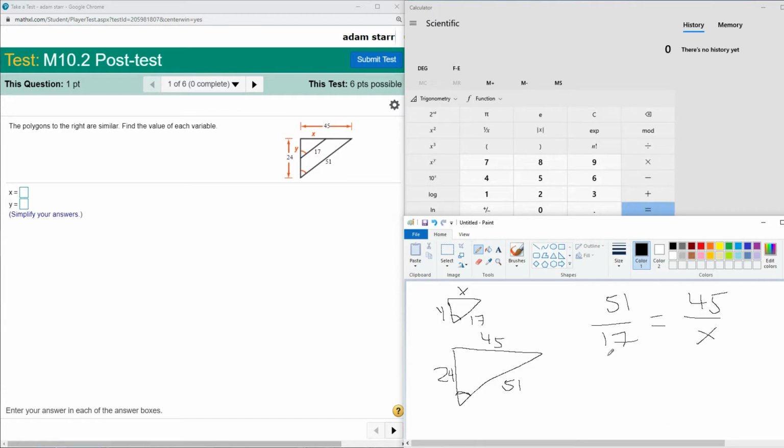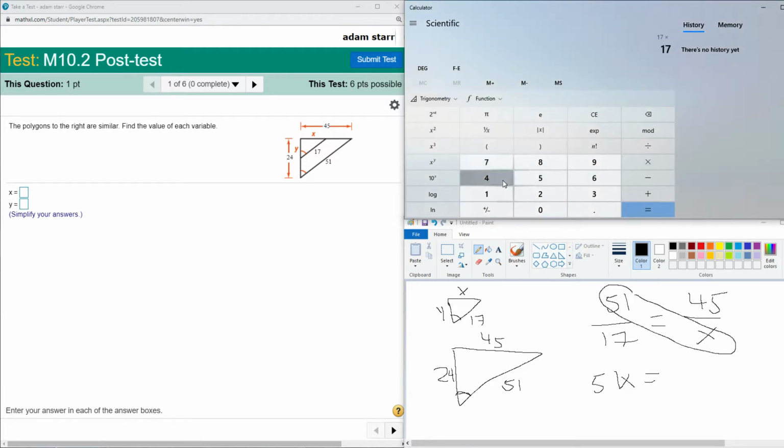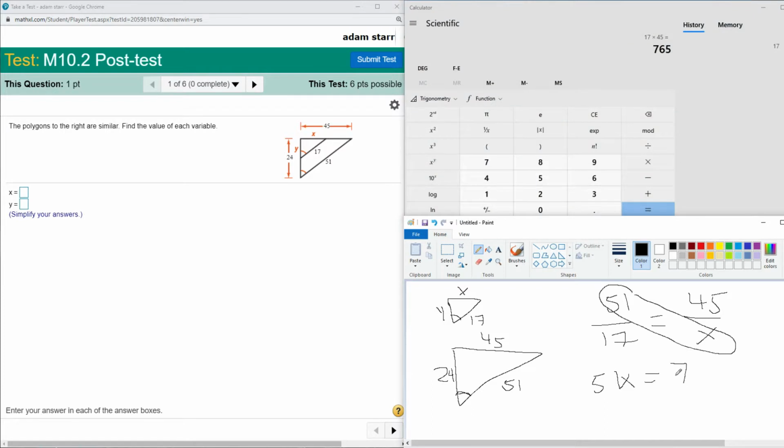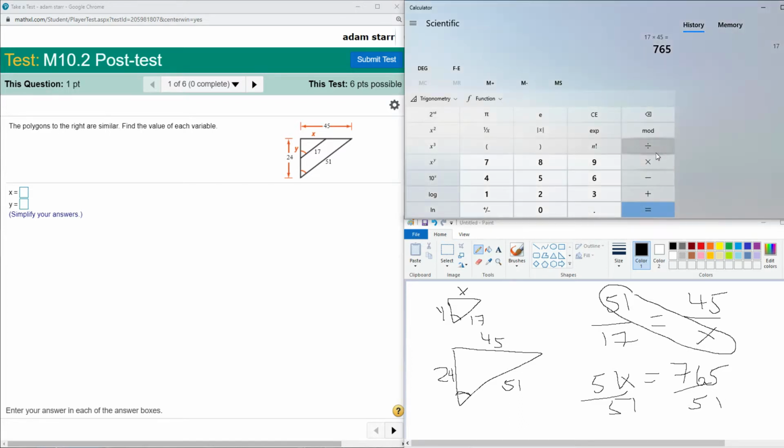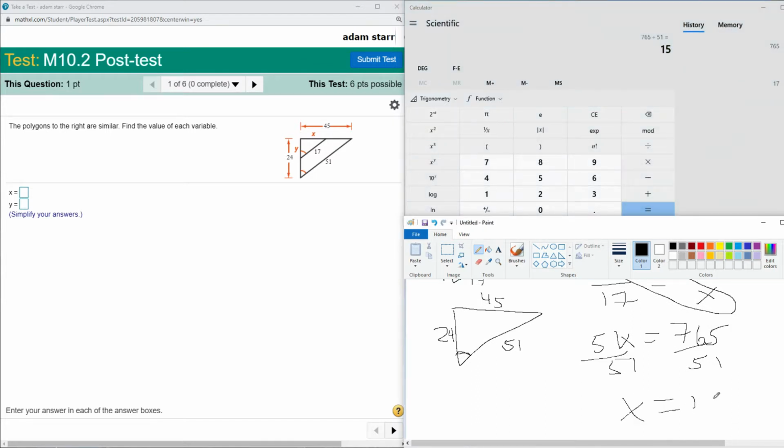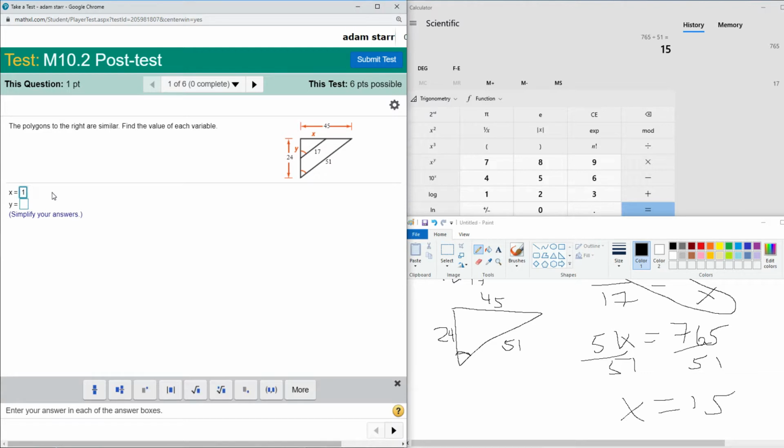Okay, to solve, we have a fraction is equal to a fraction, so we can cross multiply to solve. So I have 51 times x, which is 51x, equals, and then 17 times 45, which is 765. And then to solve, I'm going to divide both sides by 51. 765 divided by 51 is 15. So I know that my x is going to be 15.